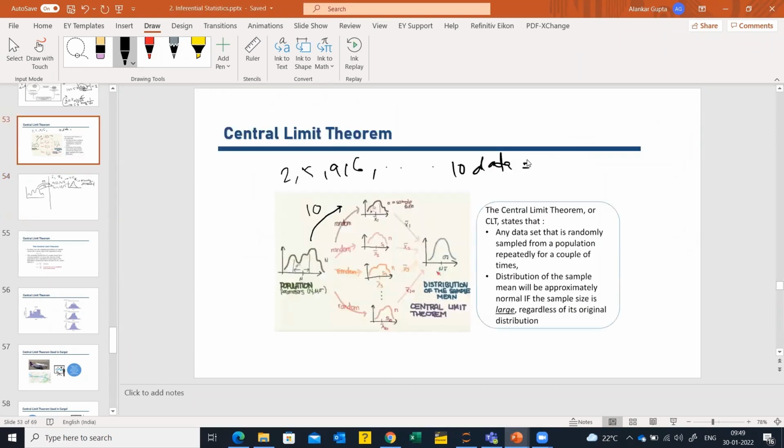So that is what we are saying here: any data set that is randomly sampled from a population repeatedly, a couple of times, the distribution of the sample mean will be approximately normal if the sample size is large, regardless of its original distribution. Whatever distribution it is, it doesn't matter. If you take random samples from the population and distribute them over a graph, what you will see is they are normally distributed. Any question?